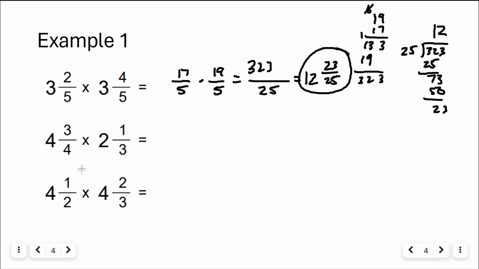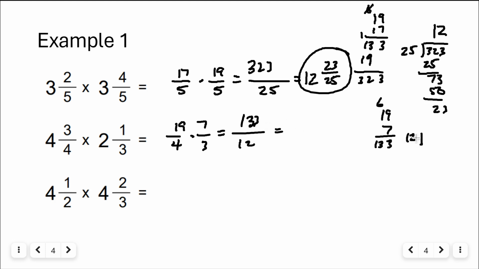All right, let's try another one. So we got 4 times 4, that's 16, and 3 makes 19 over 4. 2 times 3 is 6, and 1 is 7 over 3. Now 3 doesn't go into 19 and 4 doesn't go into 7, so I can't cross cancel. The denominator is a 12. On top I have 19 times 7. 9 times 7 is 63. 6 to carry. 7 times 1 is 7, and 6 more. 13, 133.